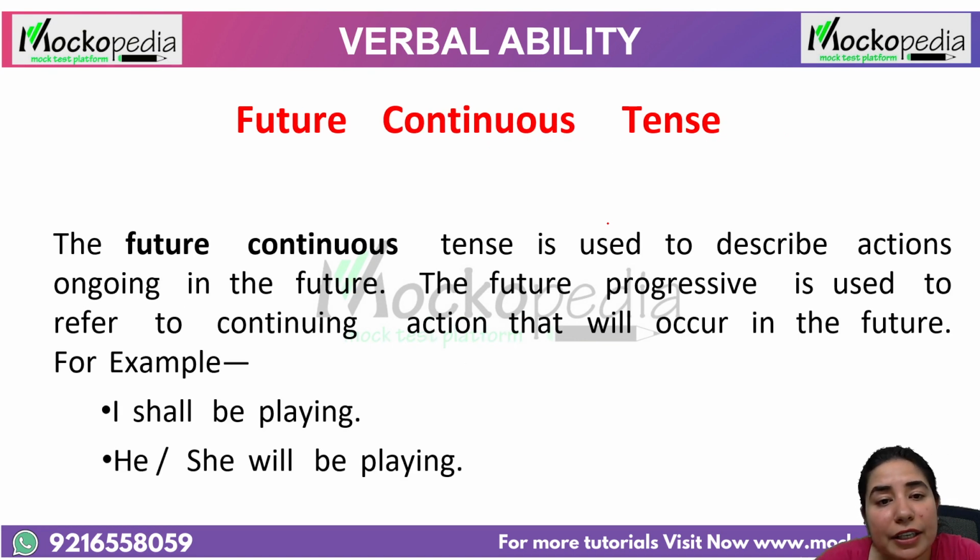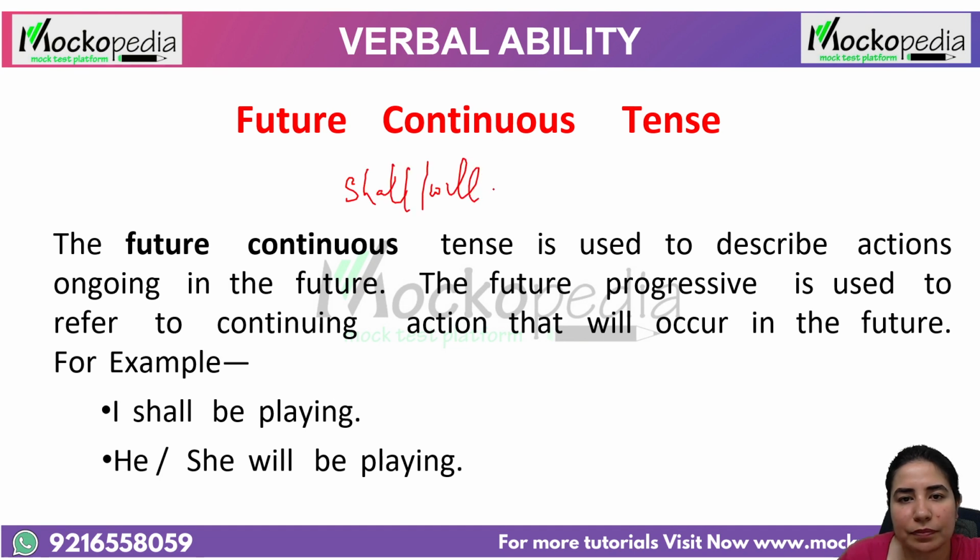So future continuous is going to be used when we talk about actions that are going to continue for some period of time in the future, right? So I shall be playing. So the action is going to have some continuity, right? So again, the formula will be shall or will plus be plus verb first form plus ing, right? So you can quickly revise and then we move to the next tense.